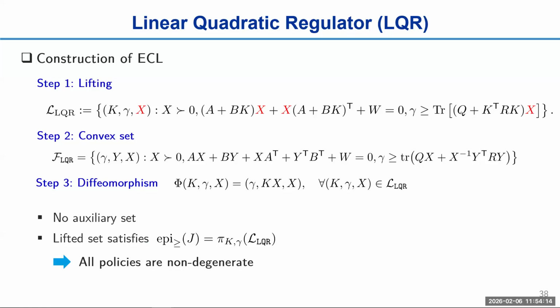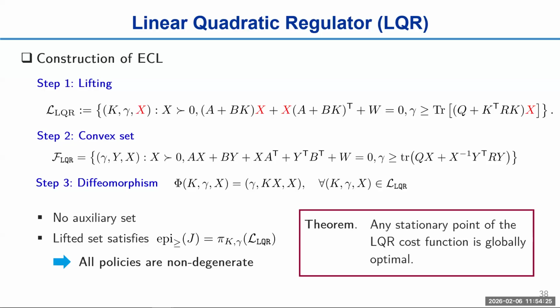In this case, we do not need to use an auxiliary set, and we can prove the projection of this set equals that graph. So all the policies are non-degenerate. And then of course this theorem directly comes from our general guarantee. This really comes from the Lyapunov theory, and we have a lifting procedure, we have a convex reformulation, and then directly we get this.